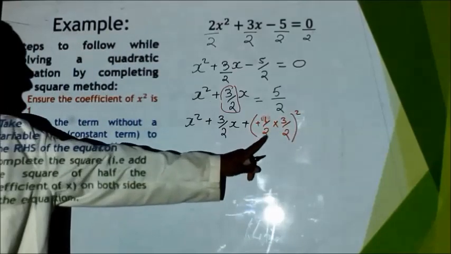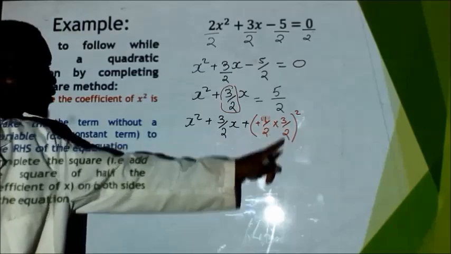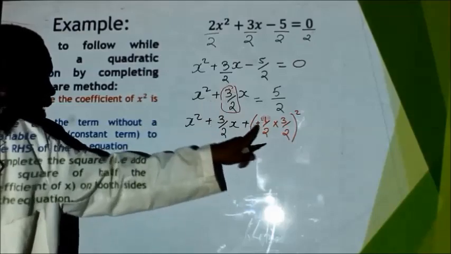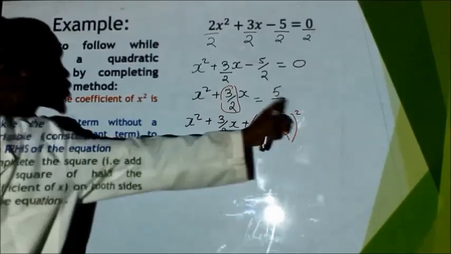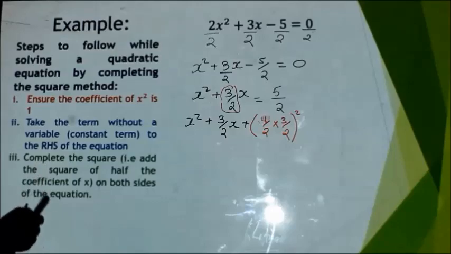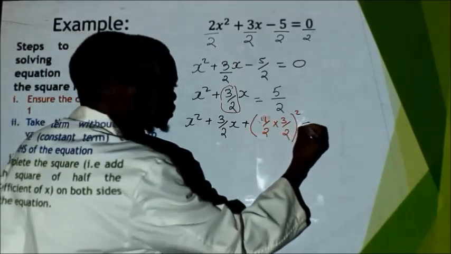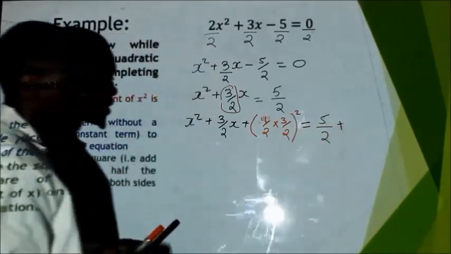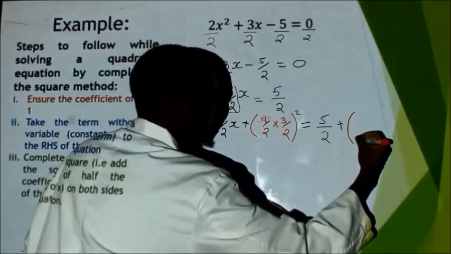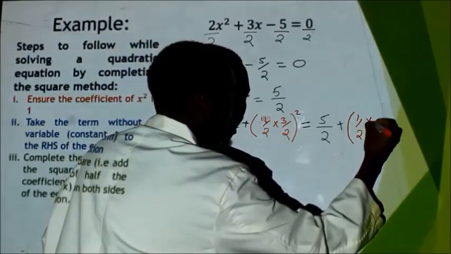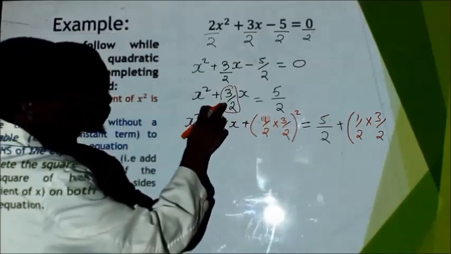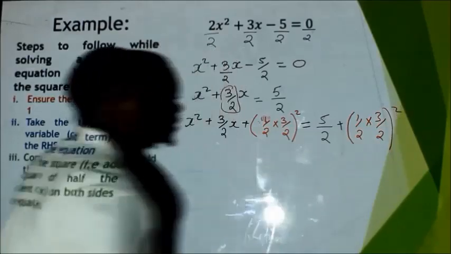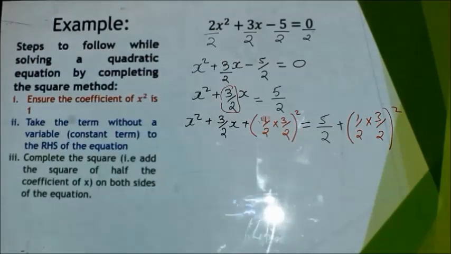So you're taking half the coefficient, that is the number before x. You take half of it, half the coefficient, and you square that number and you add it on both sides of the equation. So this is going to be equal to 5 divided by 2 plus the same number, because we don't want to change anything, plus half the coefficient. Remember the coefficient of x was 3 over 2, so half of that is squared. So that is that step.